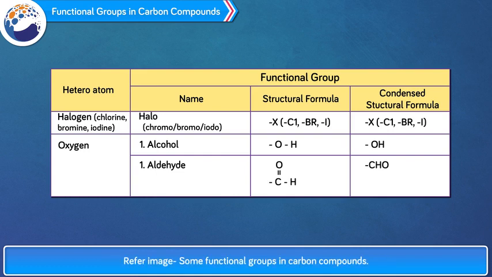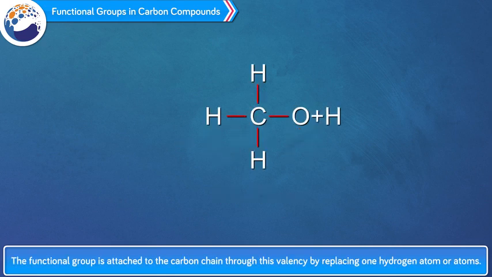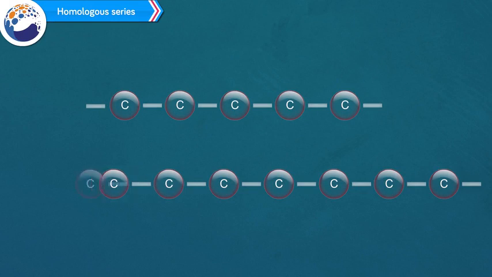Refer to the image: some functional groups in carbon compounds. Here, the free valency of the functional group is indicated by a short line. The functional group is attached to the carbon chain through this valency by replacing one hydrogen atom or atoms. Homologous series. When carbon atoms are joined together, chains of different lengths are formed. Also, when hydrogen atoms are replaced by functional groups, a large number of compounds are formed having the same functional groups but different lengths of carbon chain.